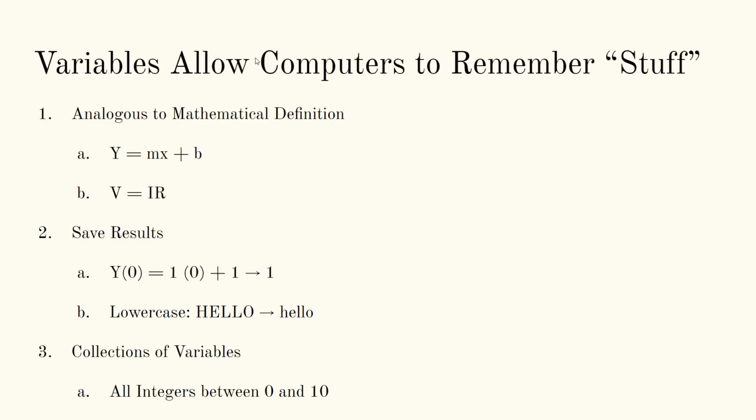Now you can set variables to different things. So an example of y equals mx plus b, you're setting x to 0, and that gives you the result 1. If you create a variable called hello with all caps and you call a lowercase function on it, you get lowercase hello. And you can set a variable to the output of those functions you just saw. Additionally, to make things more flexible, there's a concept of collections of variables, sometimes called arrays or lists or maps. We'll get into those more soon. But those are more than one variable. So an example would be just all integers between 0 and 10.